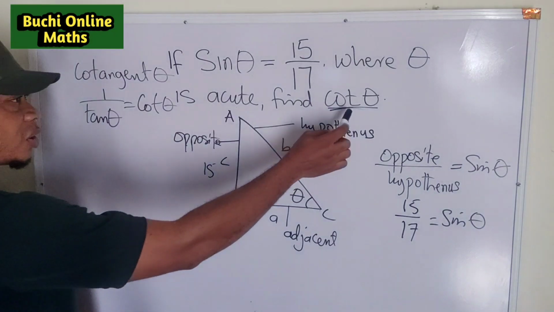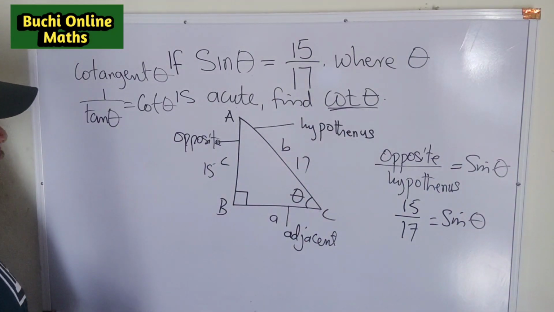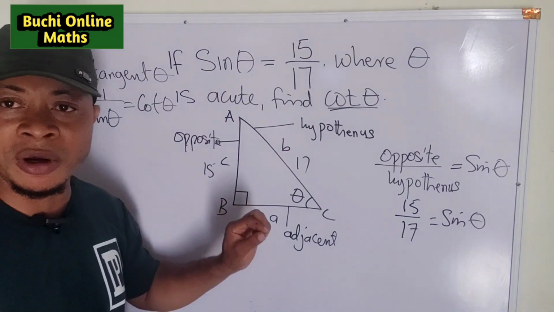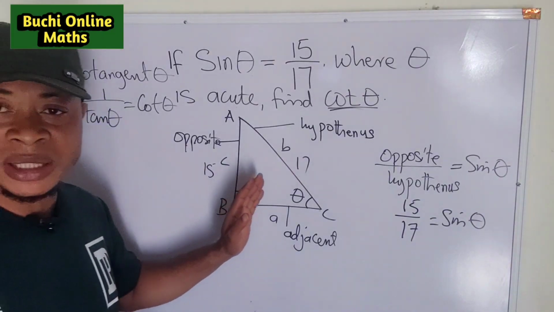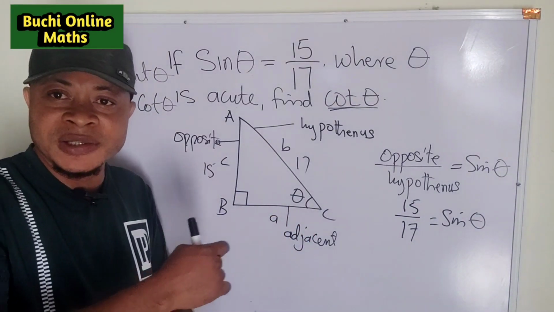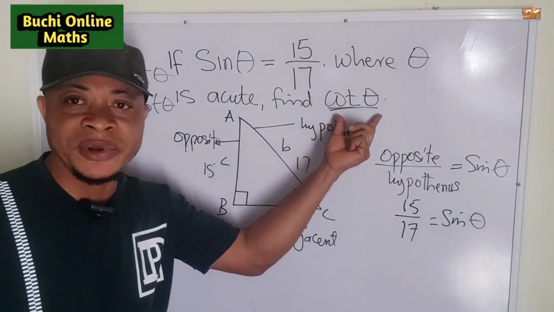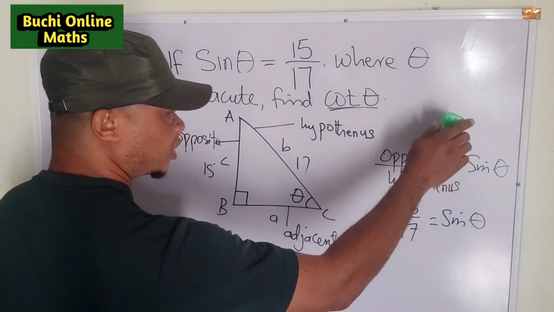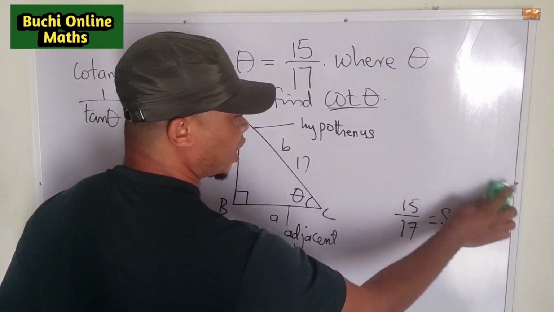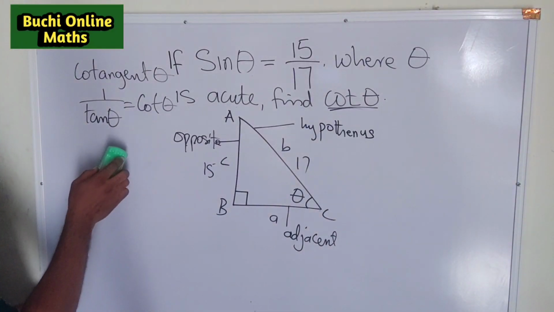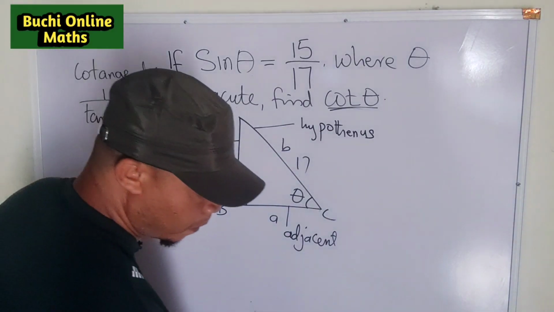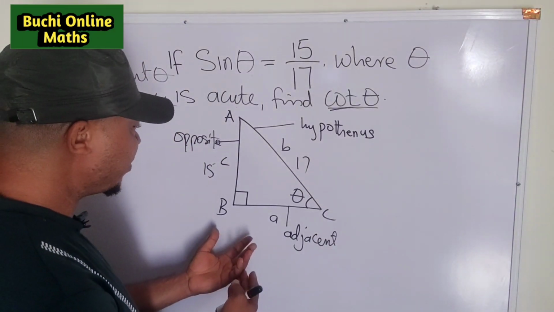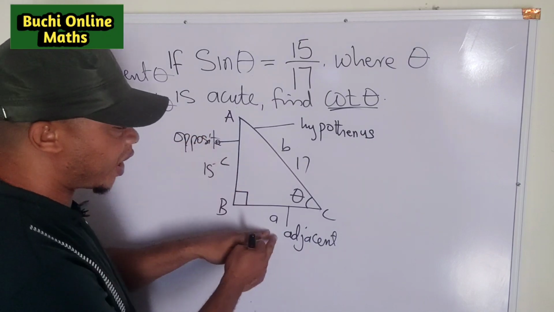And remember, we are asked to find cot theta. Now, let us first of all find tan theta. From this diagram, we are going to find the value of tan theta. When we get the value of tan theta, we can then find its reciprocal, which is equivalent to cot theta. Okay, so let's clean this side. To find tan theta, tan theta means opposite over adjacent.